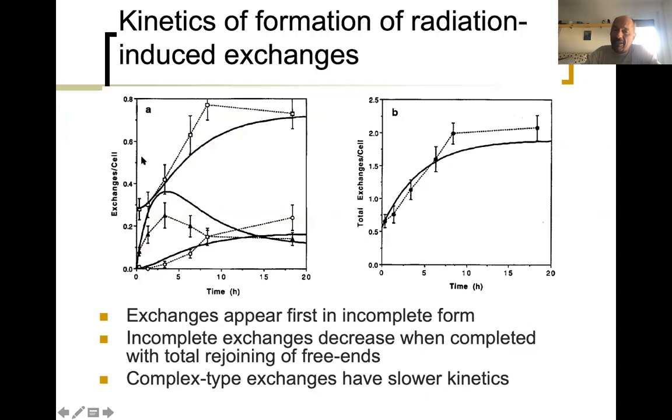But they are formed at different times. These down here are the complex type exchanges, and they are slower in formation. And these up here are the incomplete exchanges. First you see many incomplete exchanges, but then they go down because you see an increase in reciprocal exchanges. So the reciprocal exchange is not formed simultaneously. First you rejoin one break, and then the other two are rejoined.